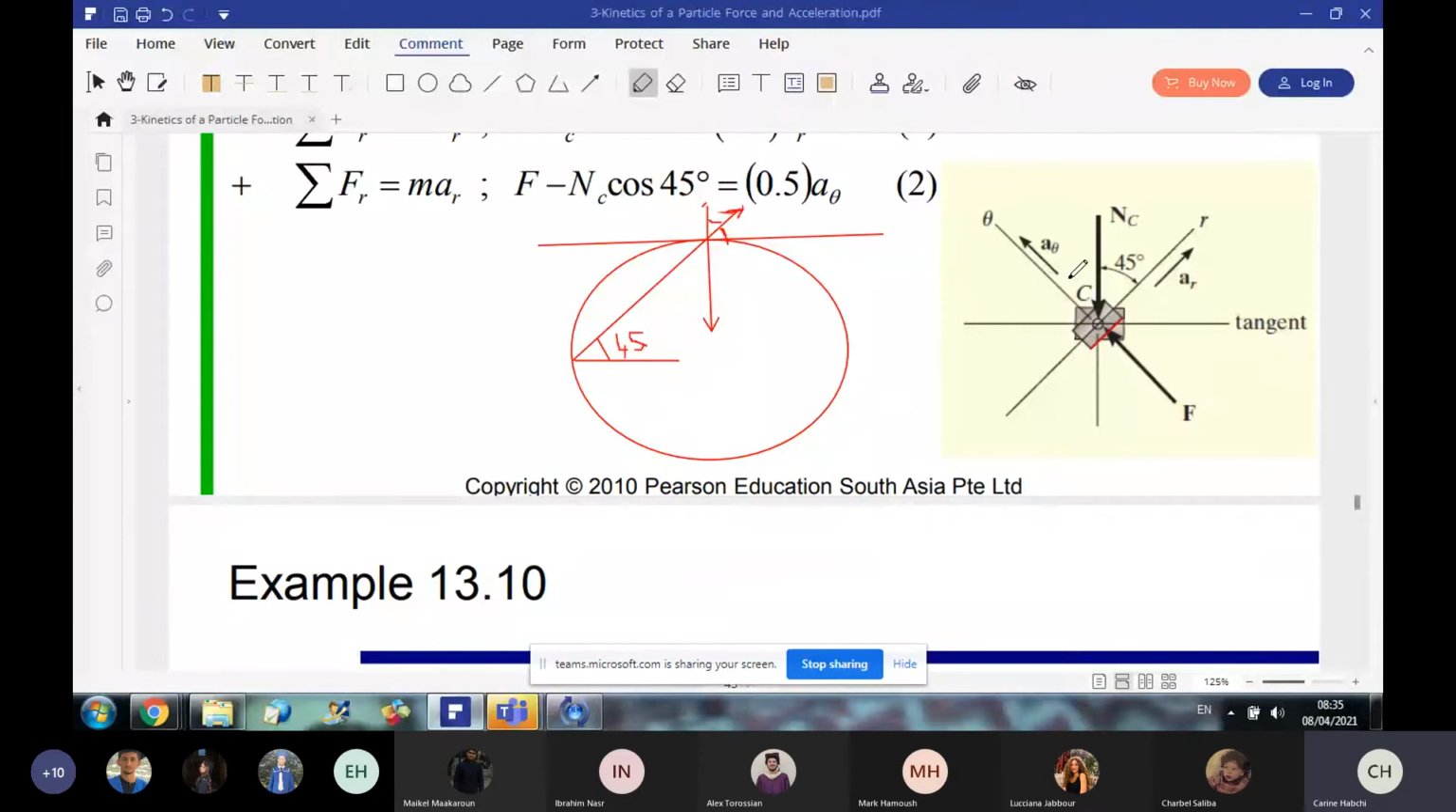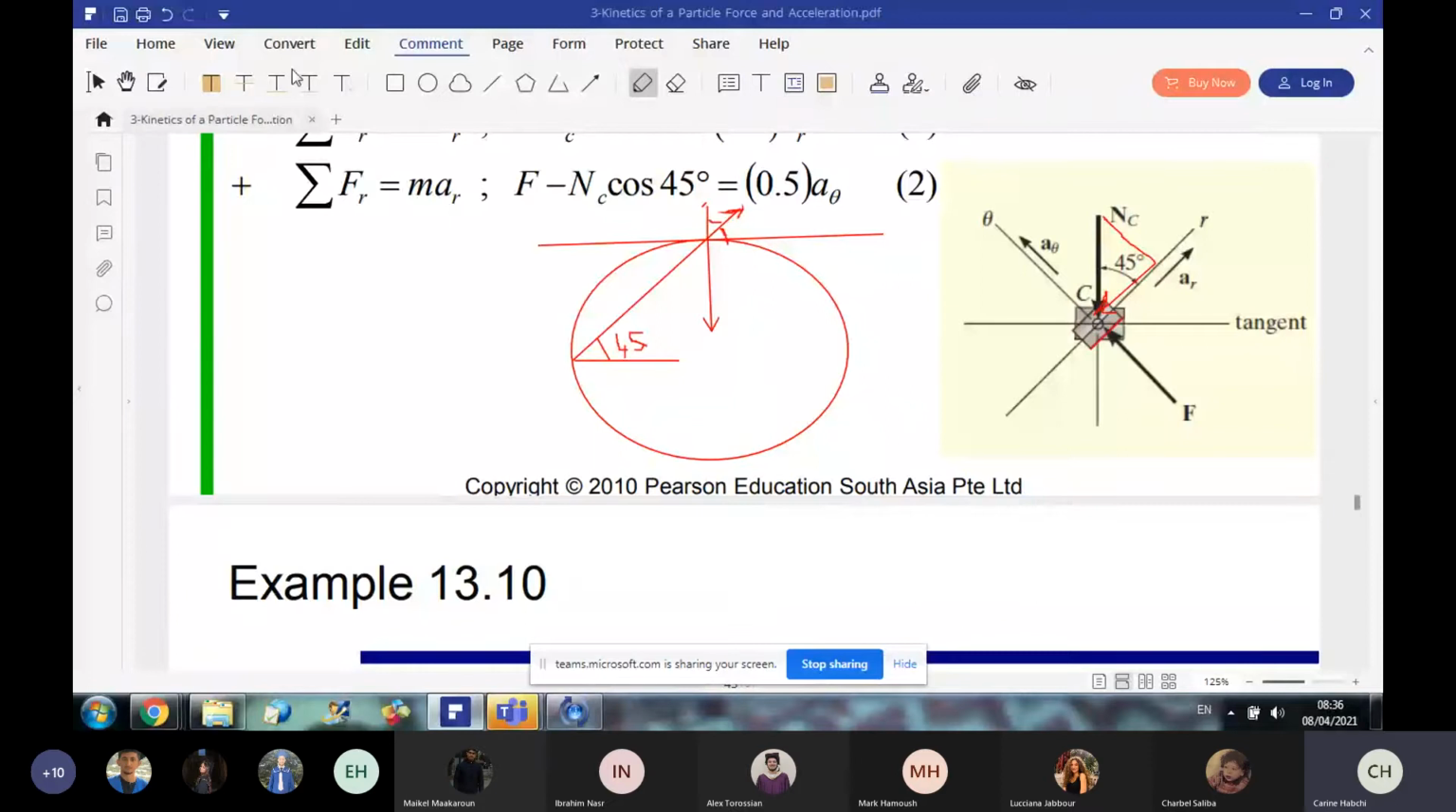Now, once you draw the free body diagram, it becomes very simple to continue. The most important step is to draw your free body diagram and put your forces. Once done, you just have to do projection along your unit vectors, UR and U theta. So I will start first with the first Newton relation: sum of F_r equals m a_r. Along UR, what do I have? If you look at your figure, F is perpendicular to UR, so no component along UR. I only have the component of the normal along UR. Since the projection of the normal on UR is negative, it's downward here, I write minus N_C cosine 45 equals m a_r.